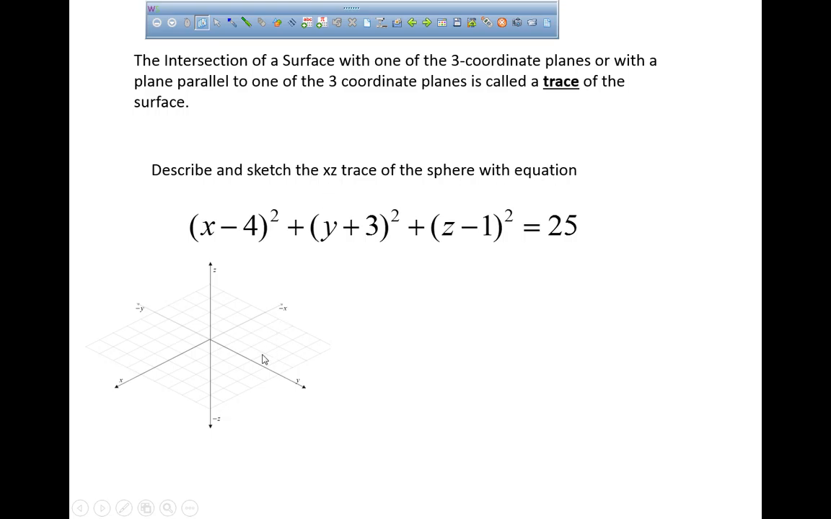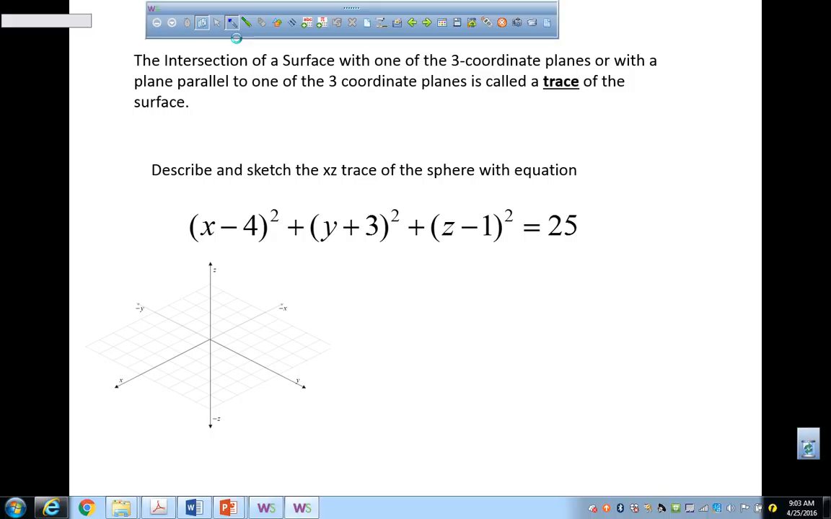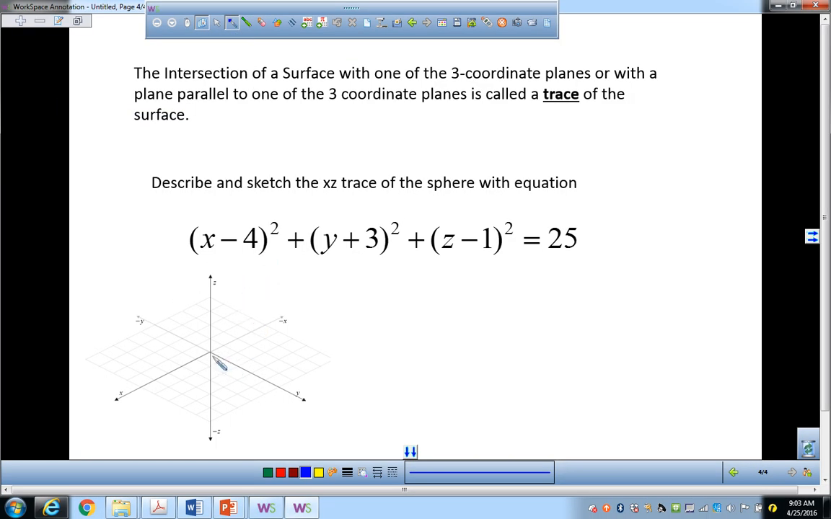Okay, so what that means is that this sphere is cut by this plane, which is the xz plane. So this is going to be fun for me to sketch, okay? So I'm going to go out 4, 1, 2, 3, 4, right? I'm going to go back 3, 1, 2, 3, and I'm going to go up 1, okay? And I'm going to sketch a sphere that has a radius of what? 5.